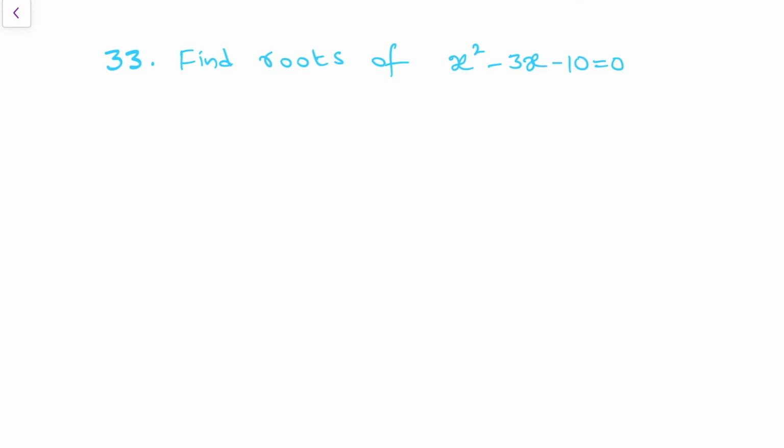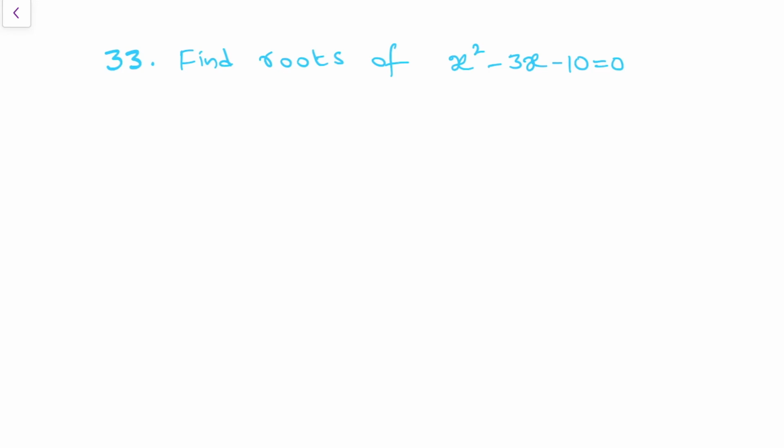Find the roots of x square minus 3x minus 10 equals 0. Maybe to find out the discriminant, or else, oh sorry, you're asking roots, right? I thought it was nature of roots. So maybe that is in the next question. I'll come to that later. So now he is asking just to find out the roots.